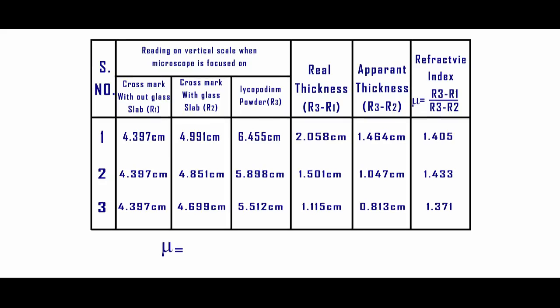Mean refractive index is equal to 1.405 plus 1.433 plus 1.371 divided by 3, that is equal to 1.403.